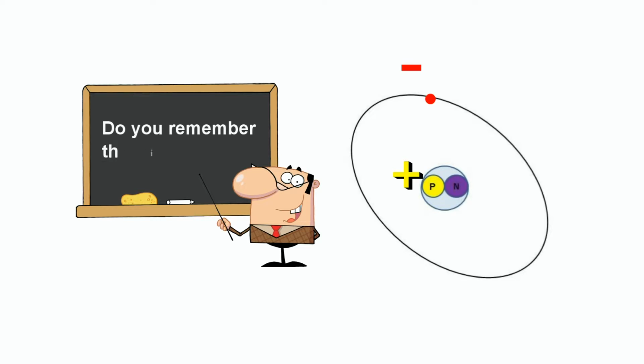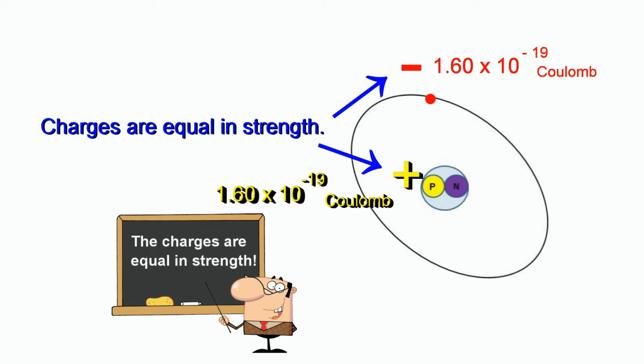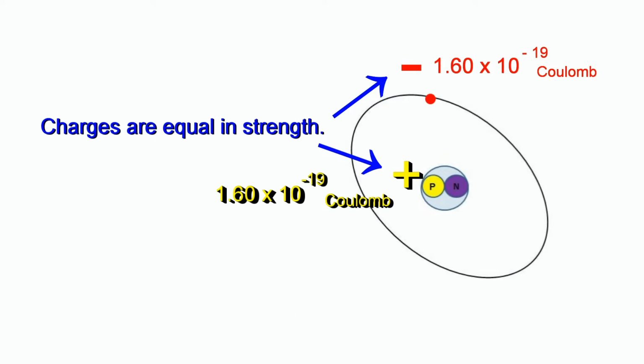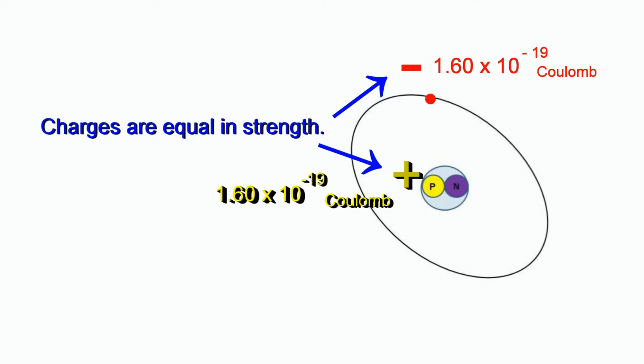Now here is something that you may have forgotten, but it is very important. The positive charge of the proton and the negative charge of the electron are equal in strength. Both charges are 1.60 times 10 to the minus 19th coulomb. This is really an amazing fact, especially when we remember that the electron is 1,840 times smaller than the proton, and yet the electron's negative charge is of equal strength with the proton's positive charge.